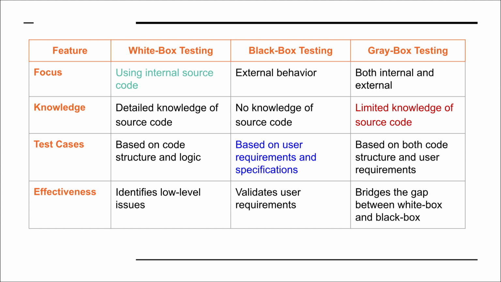On test cases, white box test cases are designed based upon the code structure. Black box test cases are designed based upon user expectations. Gray box testing is a combination of both approaches. On effectiveness, white box is great for finding low-level bugs. Black box ensures the software works as expected. Gray box bridges the gap between the two. Remember, these testing methods work together. They are like different tools in a toolbox, each with its own strengths and weaknesses.